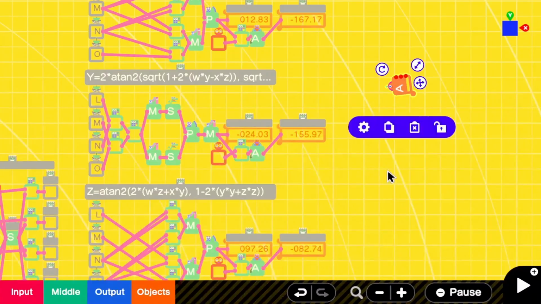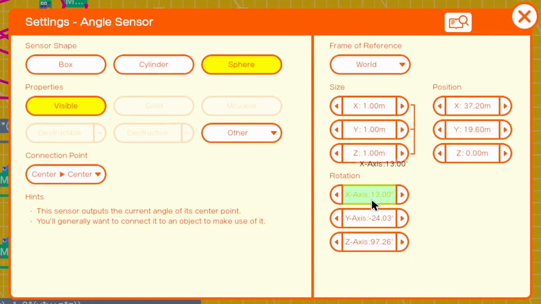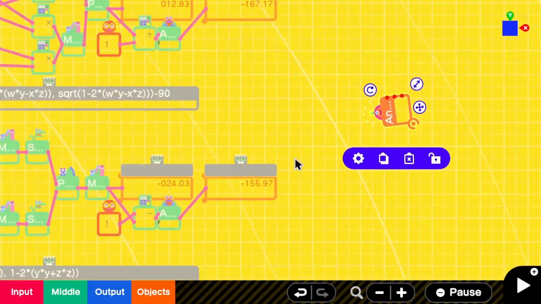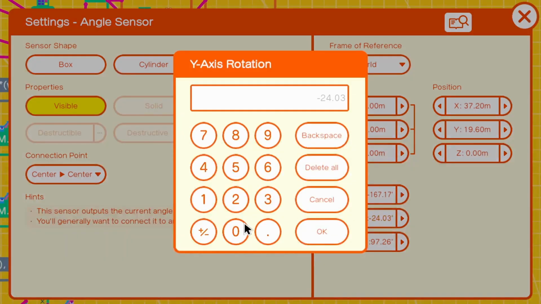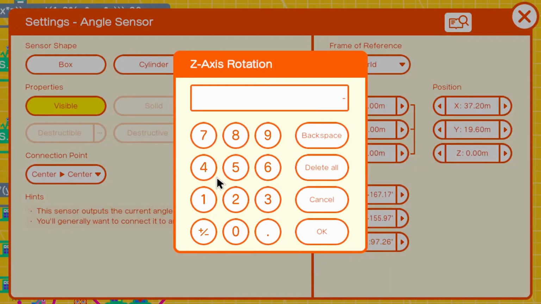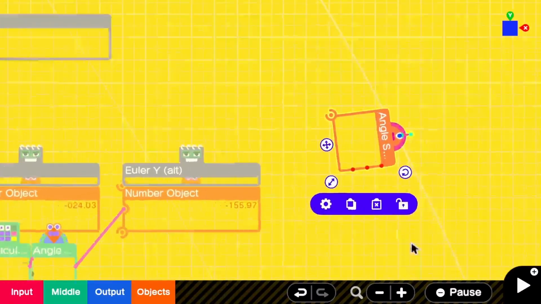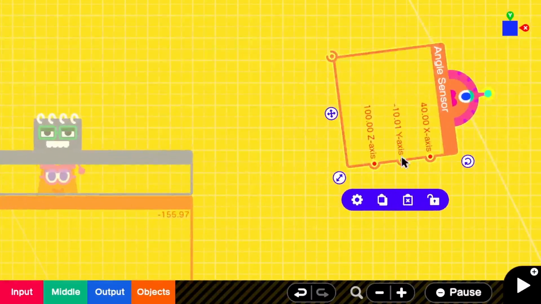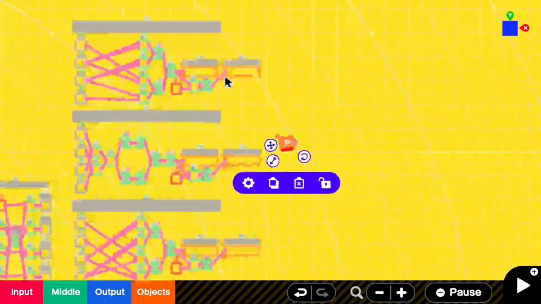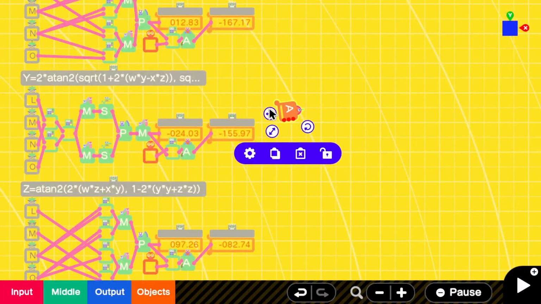So for example, let's set it to negative 167.17, negative 155.97, and negative 82.74. And you will see that it will output basically the same as before. So either of these triplets would work in your case.